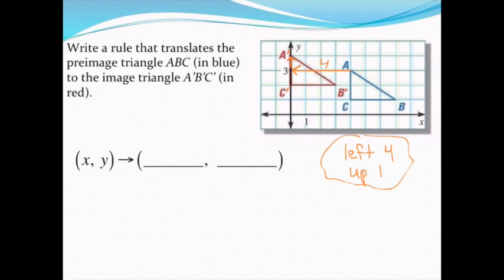So if I want to move to the left, that's going to be our x direction. And since I'm moving backwards in the x direction, I want to make sure that my rule is x minus 4 in order to shift this backwards. The up part of this is going to be your y direction. And since I'm moving up and not down, I want to make sure I'm adding, so that should be the rule that I want to use to end up at the image shown, x minus 4 and y plus 1.